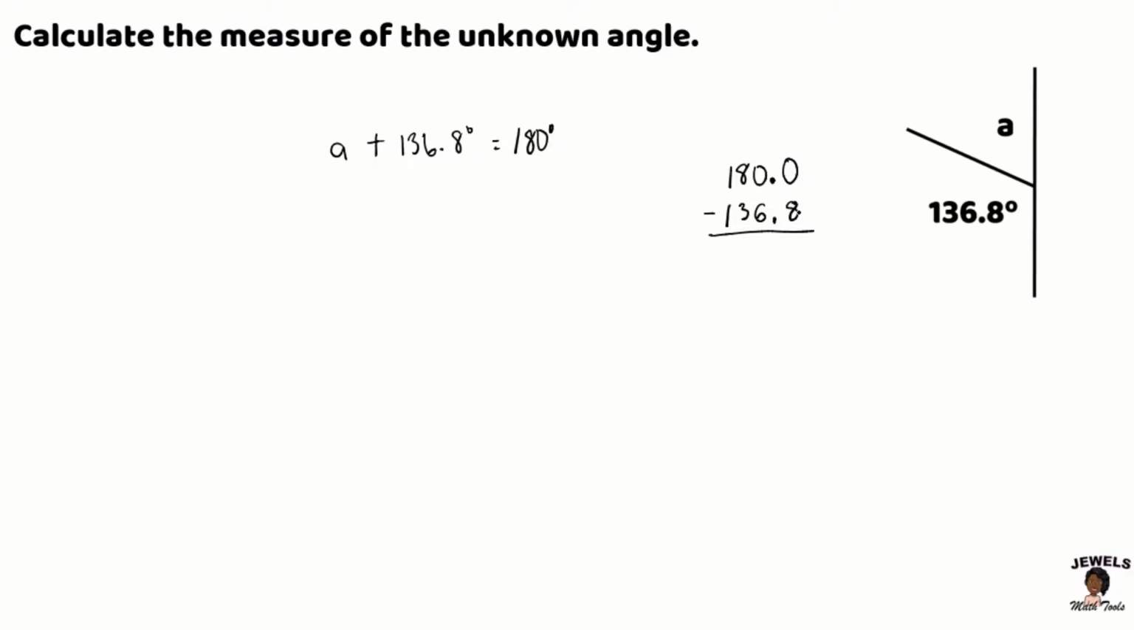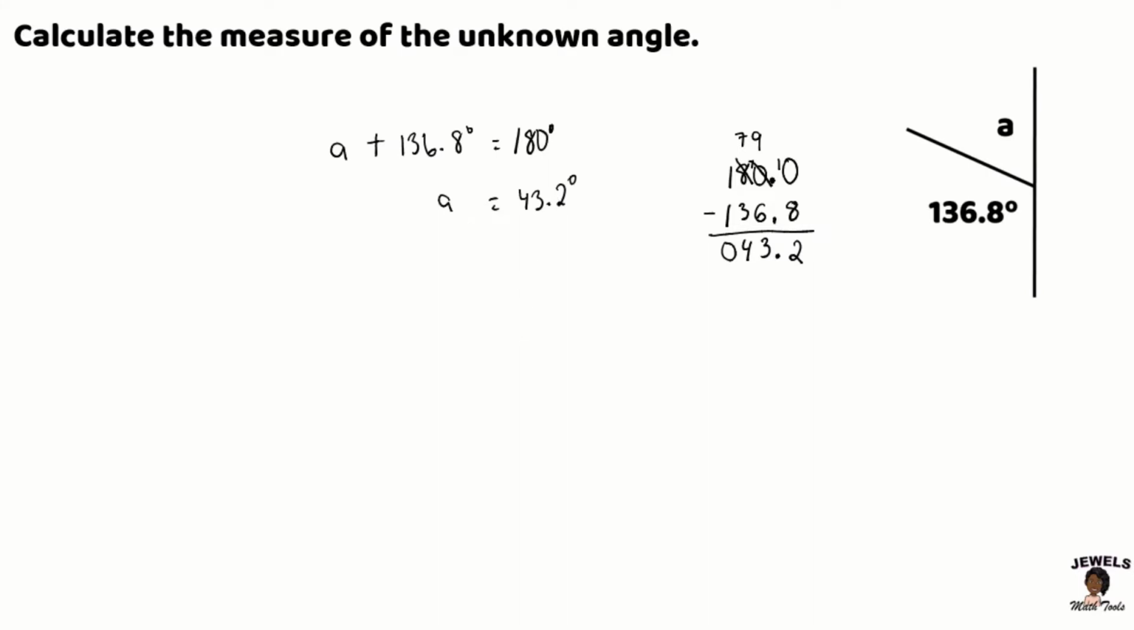So 0 can't subtract 8. We're going to borrow from my 8, making it 7, changing my first 0 into 10, borrowing from that 10, making it 9, and changing my last 0 into 10. So 10 subtract 8 will equal 2, 9 subtract 6 is equal to 3, 7 subtract 3 is equal to 4, and 1 subtract 1 is equal to 0. And remember that our decimal point will come right down the center from where it is. So the measure of my angle A is equal to 43 2/10.